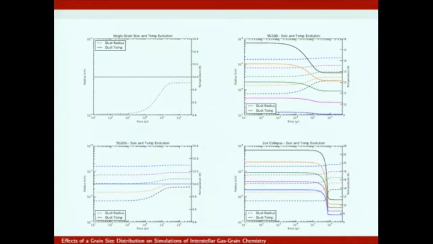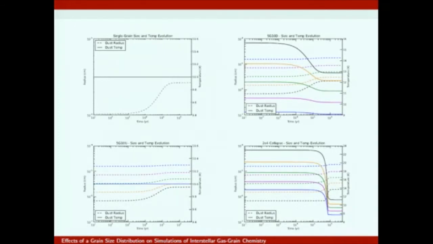So what I'm showing here is the radius on the left, with the radius as the dashed lines, and on the right is the temperature with the solid lines, and so just how these evolve through my model, with time on the x-axis. So we essentially do a model for 10 million years, and you can see that the grains grow in all models. The dashed lines do increase. The sizes here, this is a micron.